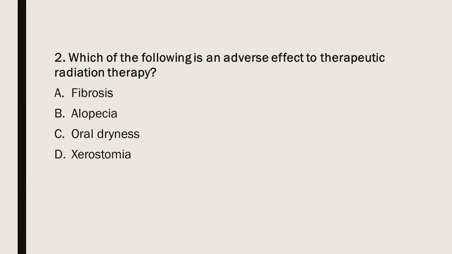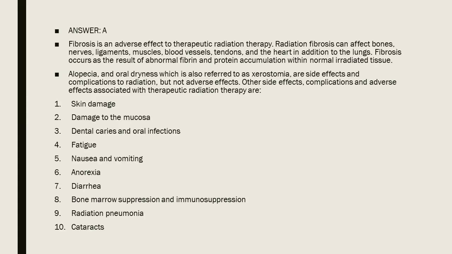2. Which of the following is an adverse effect to therapeutic radiation therapy? Fibrosis, alopecia, oral dryness, xerostomia. Answer A. Fibrosis is an adverse effect to therapeutic radiation therapy. Radiation fibrosis can affect bones, nerves, ligaments, muscles, blood vessels, tendons, and the heart in addition to the lungs. Fibrosis occurs as the result of abnormal fibrin and protein accumulation within normal irradiated tissue.